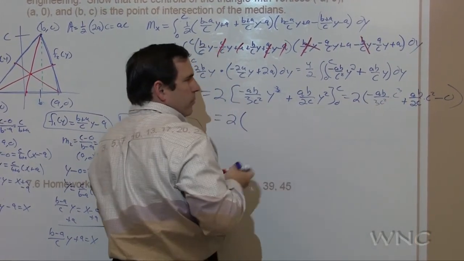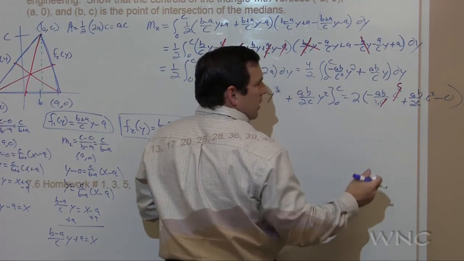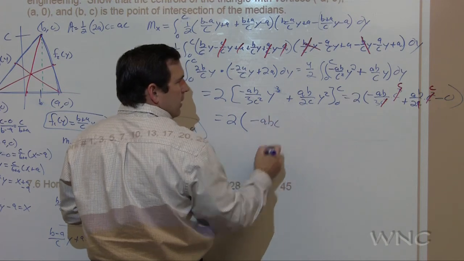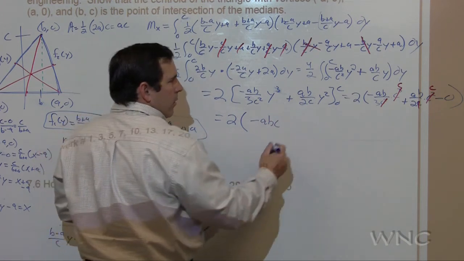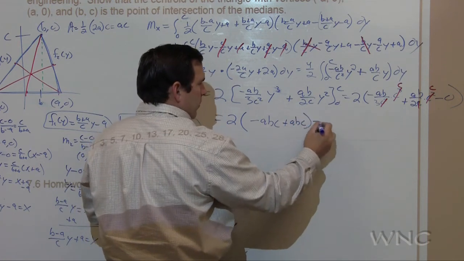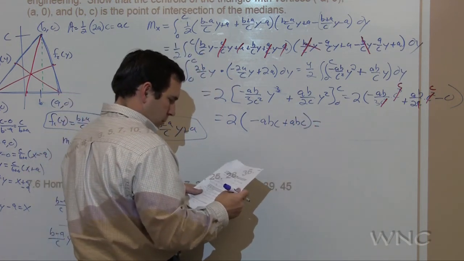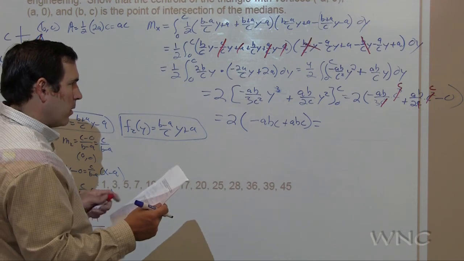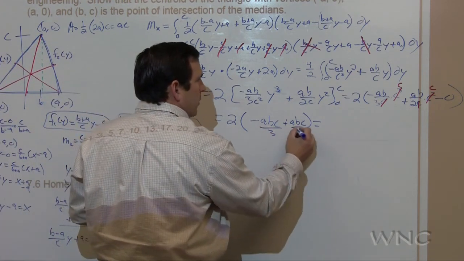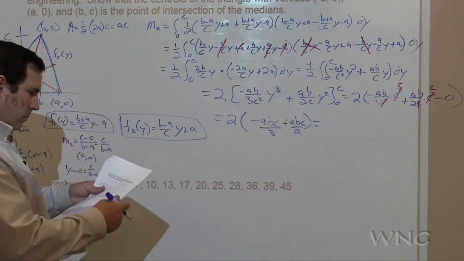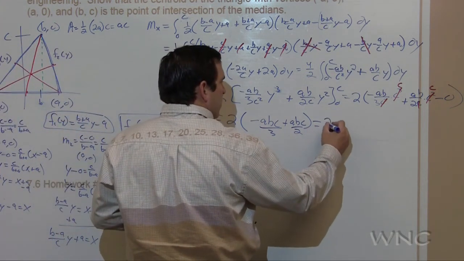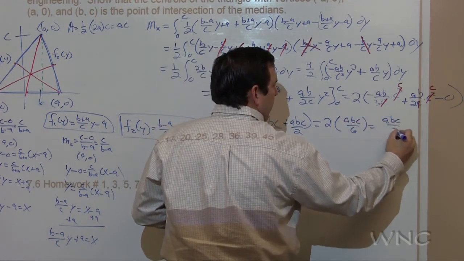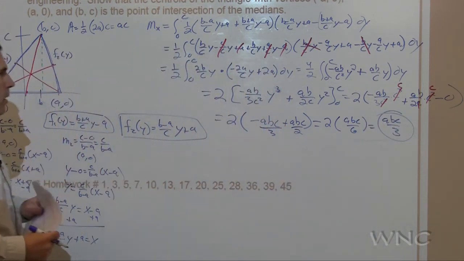C's cancel, leaves a C. C's cancel, leaves a C. So we have negative ABC plus ABC. I feel like, is there a typo there somewhere? Oh, my 3's. Over 3 over 2. There we go. And that's going to be 2 times the quantity ABC over 6, or just ABC over 3. Okay, that works. That's our MX.